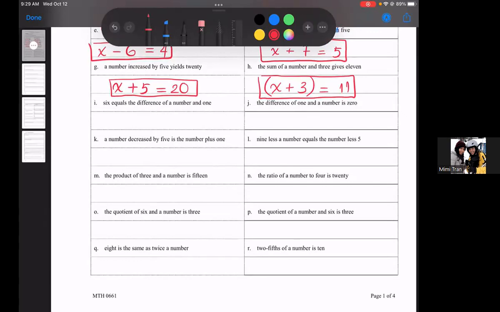Six equals the difference of a number and 1. Anyone want to volunteer for this one? Anyone who hasn't talked yet? Yes. So say it again. Let's do it from left to right. So 6, right? Equals x minus 1. She said x minus 1 equals 6. It says the same thing, but we're going to do it from left to right.